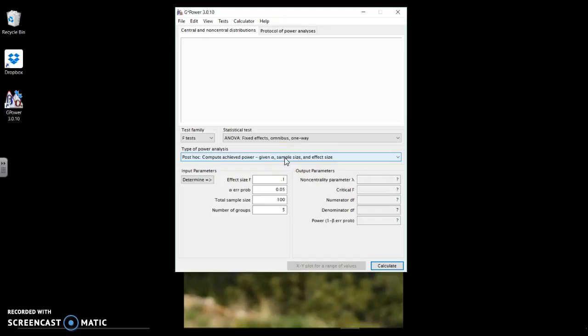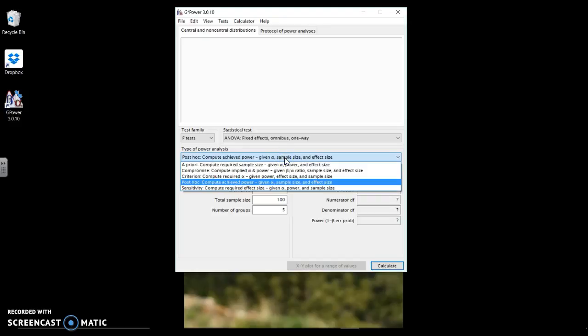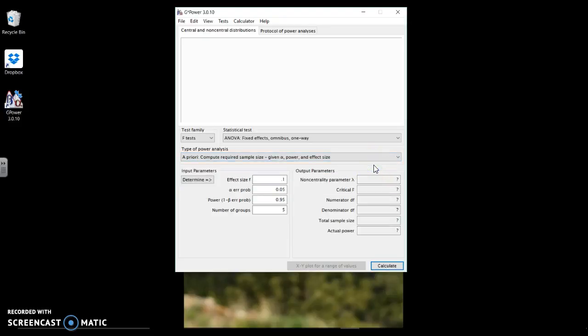Then we have to choose what type of power analysis we're curious about. So a priori or post hoc or any of the other ones of these. So really what it comes down to is this part right here. What are we trying to do? If we're given alpha, power, and effect size, let's compute the required sample size. So before a study even starts, do we have enough people in our study to achieve the power to be as confident as we want to be, considering the effect size that we actually have? So let's click on that one.